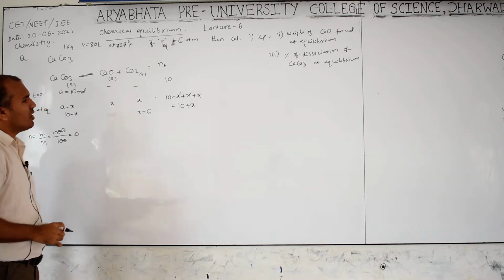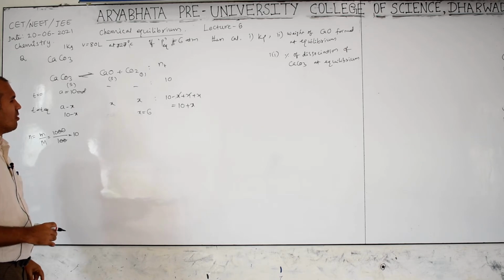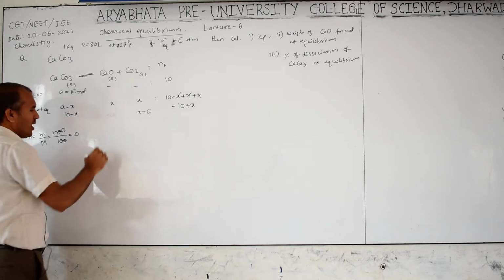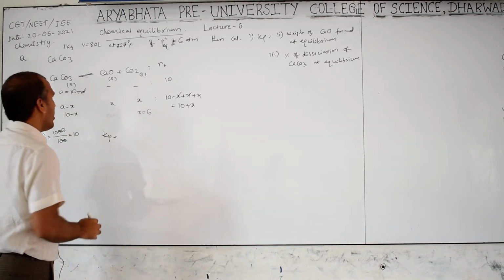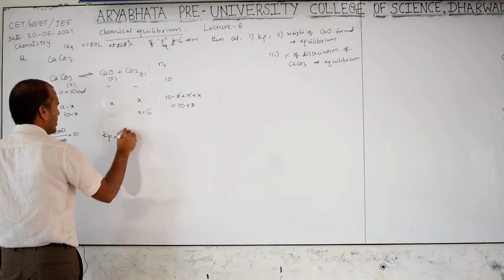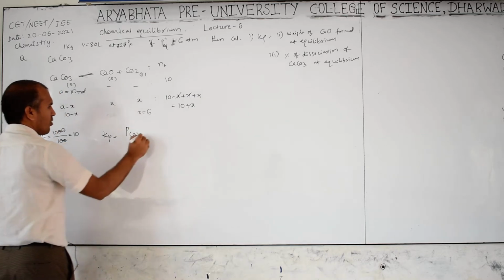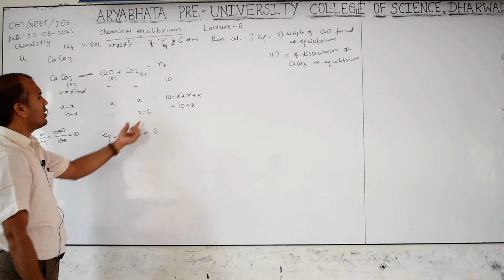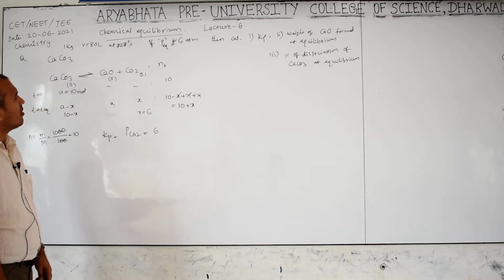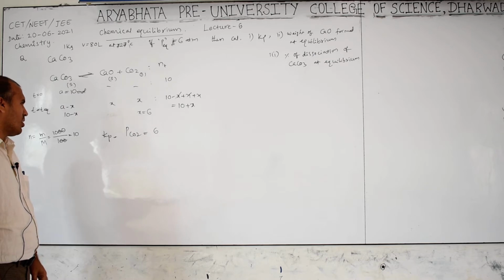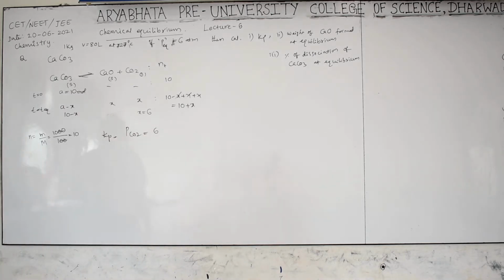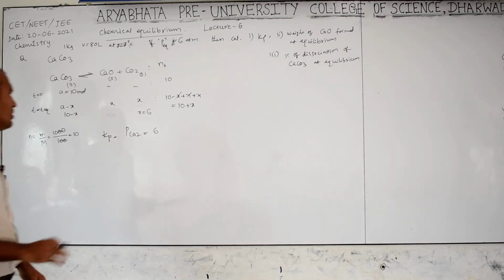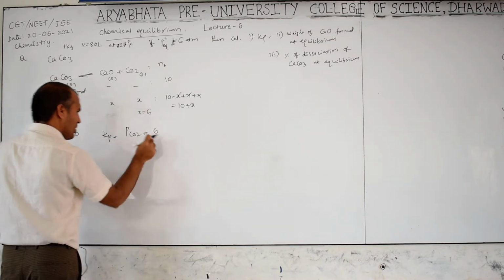Then X is equal to 6. Now we have to calculate Kp. Kp is equal to the pressure of CO2 only, therefore the answer is 6 only. The pressure of CO2 is 6, which is the equilibrium pressure. Kp equals CO2 only, and whatever is developed is 6, so 6 only.